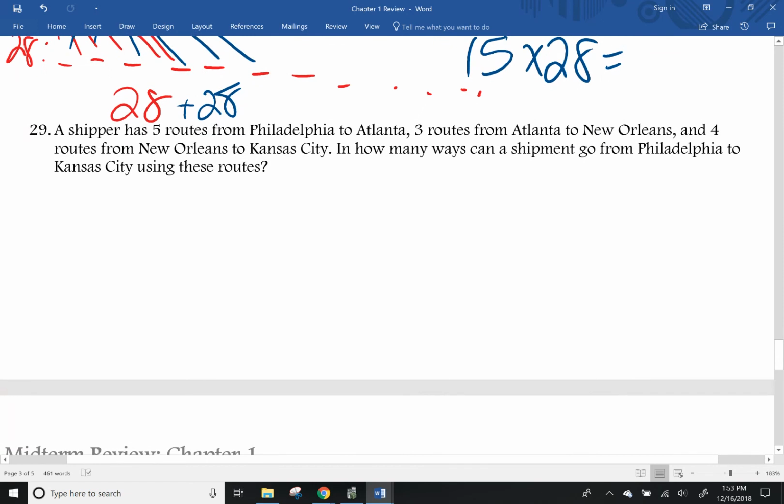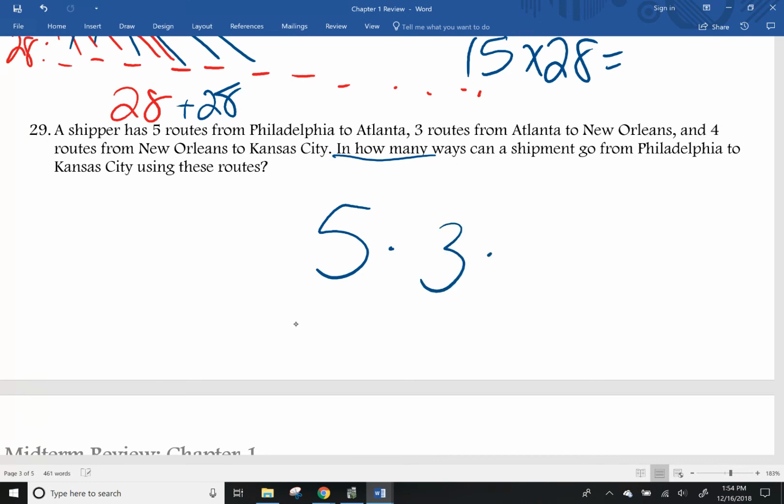Number 29: a shipper has 5 routes from Philadelphia to Atlanta, 3 routes from Atlanta to New Orleans, and 4 from New Orleans to Kansas City. All you have to do to find out the total number of ways, same as the last problem, is multiply. If there are 5 ways to do task 1, 3 ways to do task 2, and 4 ways to do task 3, that will give you the total number of ways. And I believe that's 60.